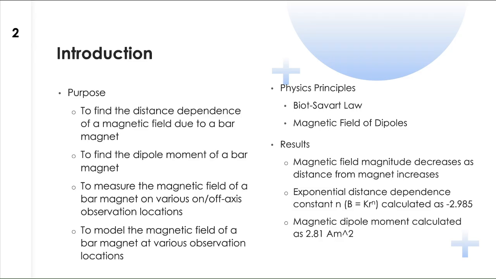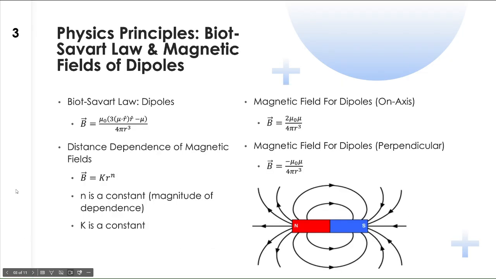We used the Biot-Savart law as our main physics principle, and the result was that the magnetic field magnitude decreased as distance from the magnet increased. Our exponential distance dependence constant n was calculated as negative 2.985, and our magnetic dipole moment was 2.81.